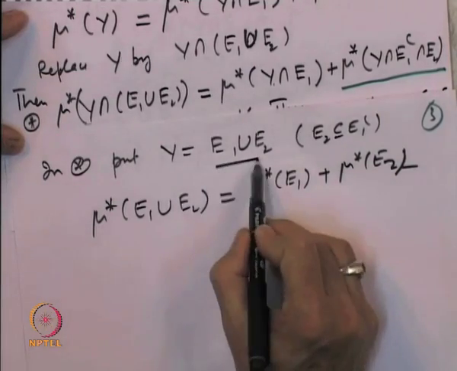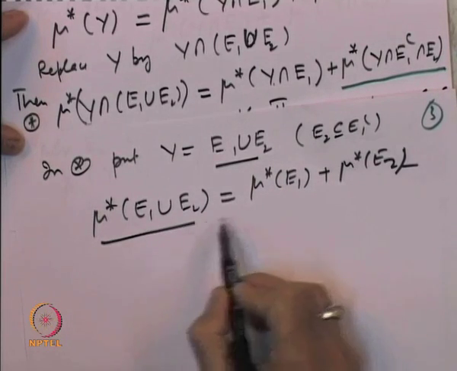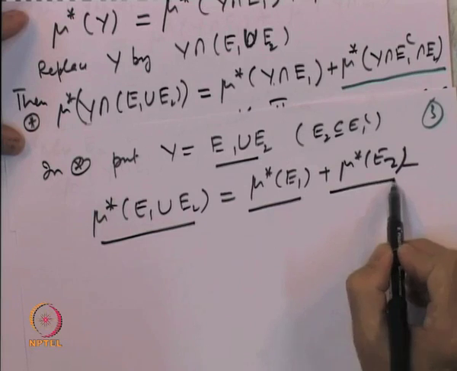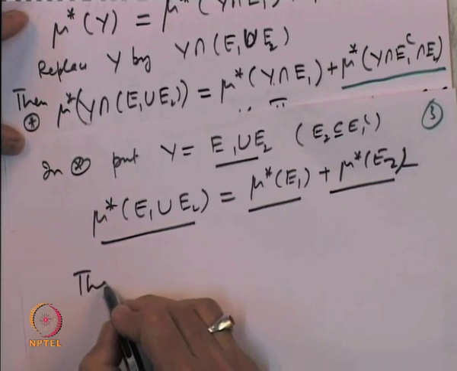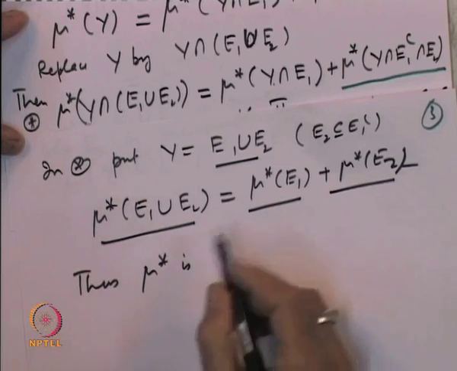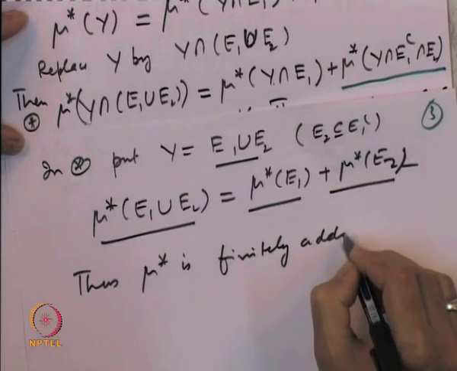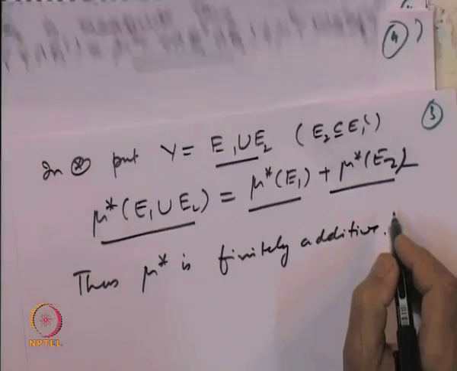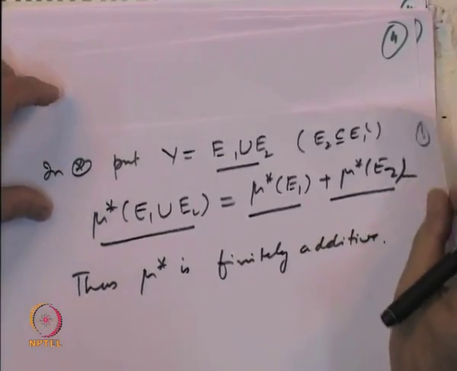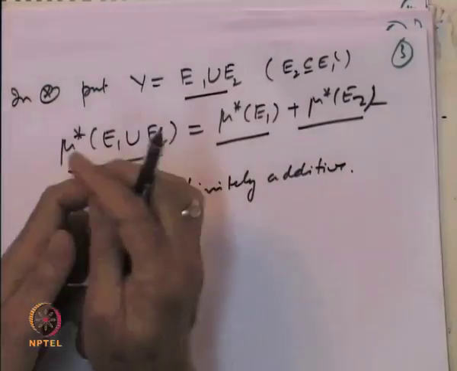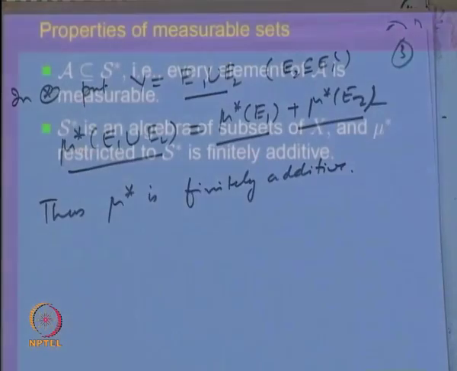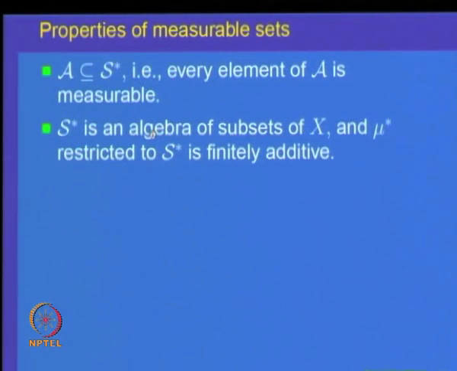So, when E 1 and E 2 are disjoint, mu star of E 1 union E 2 is mu star of E 1 plus mu star of E 2. So, thus mu star is finitely additive. So, we have proved this property, namely that S star is an algebra of subsets of X and mu star restricted to S star is finitely additive.